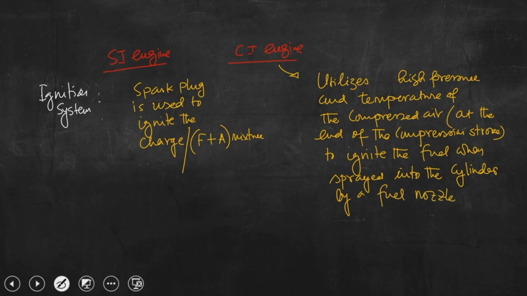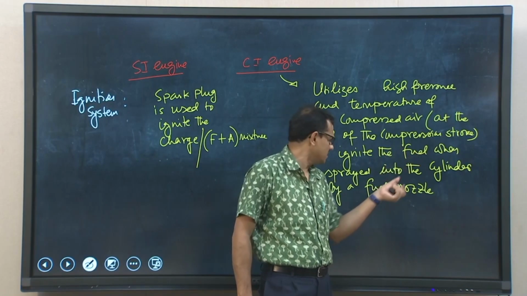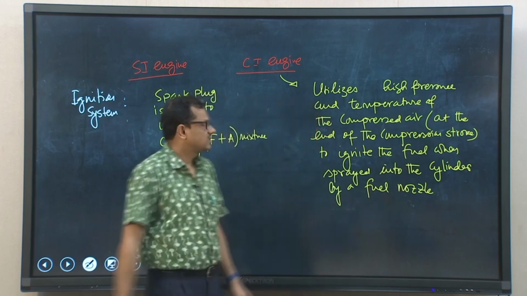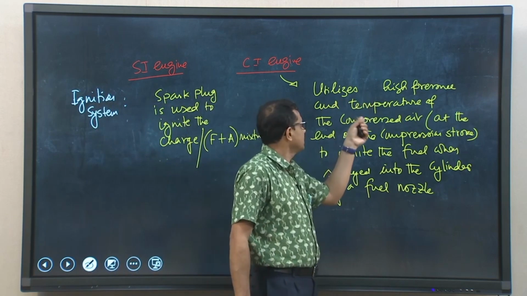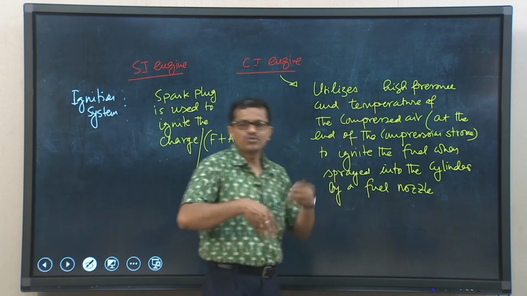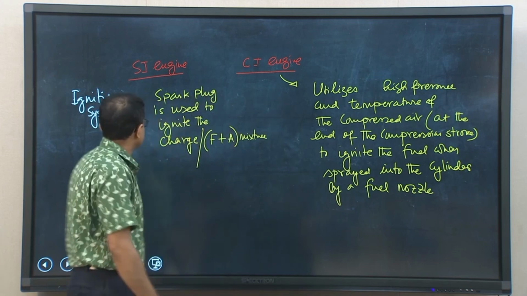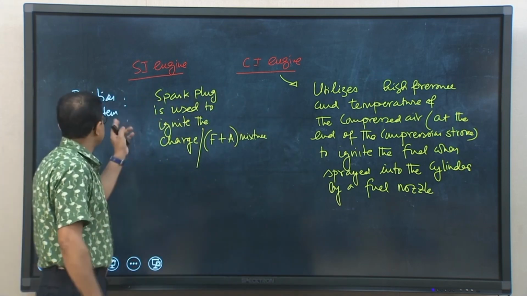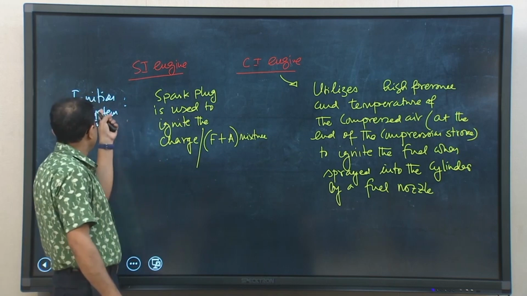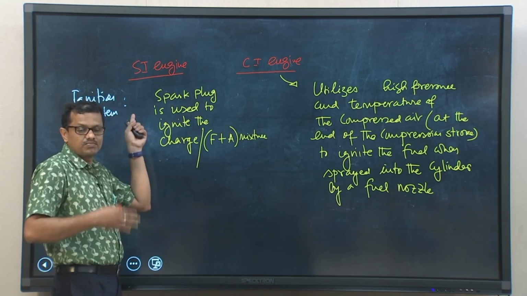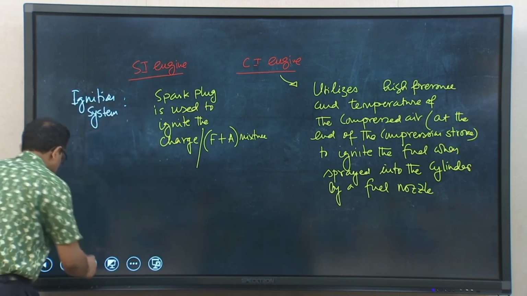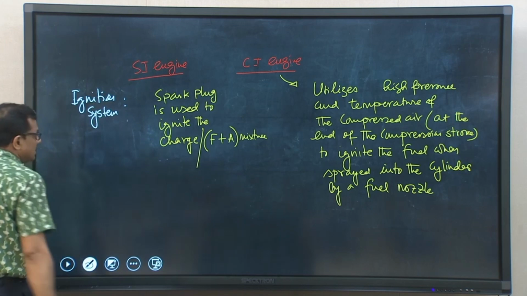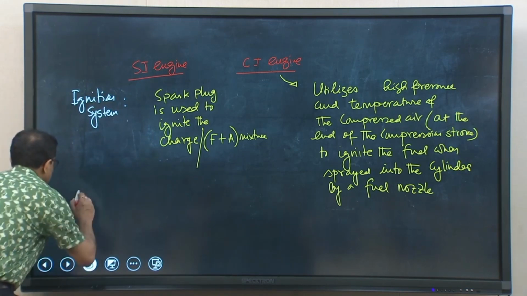So, when fuel is sprayed into the cylinder, because the cylinder is having compressed air. So, essentially fuel is sprayed into the compressed air by a fuel nozzle, and the CI engine utilizes high pressure and high temperature of compressed air to auto ignite the fuel. So, that is the fundamental difference between SI and CI engines, when the common basis for this particular comparison is the ignition system. Then is the compression ratio.